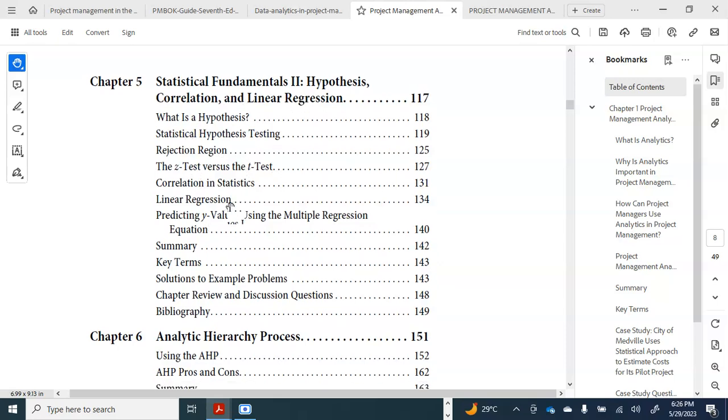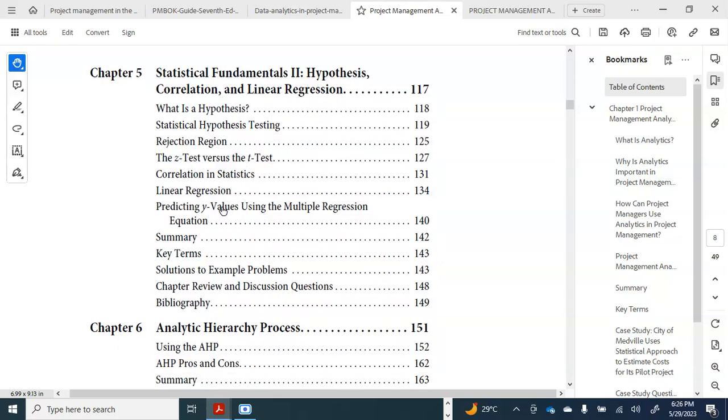So linear regression. I'm going to try as much as possible to summarize this whole book, but in detail I'll throw more light so that we can have a basic understanding of what we are to do with regard to project management analytics in our projects, what is expected of us.